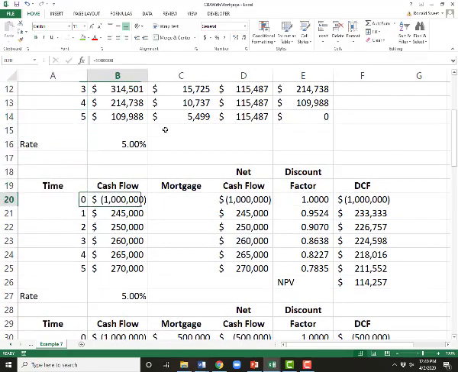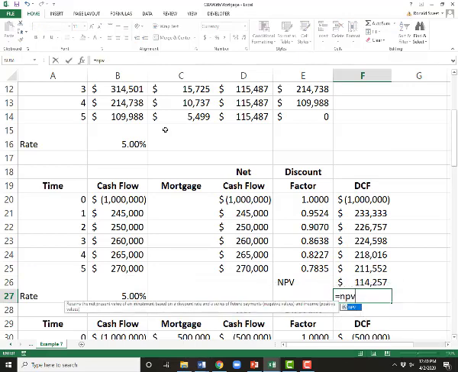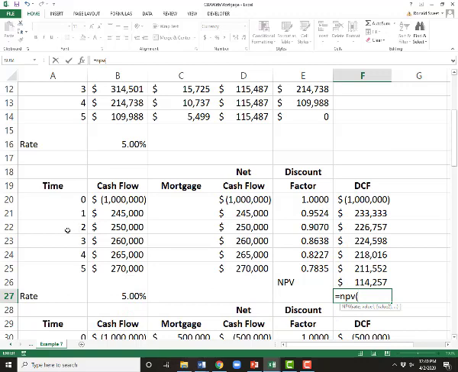So here's the project. It's a $1 million project. Here's the benefits. Here's the net cash flows. And then here's your discount factors. And now net present value comes out to $114,000. You can use the NPV function in Excel if you like. Not the XNPV, because I don't have dates over here.